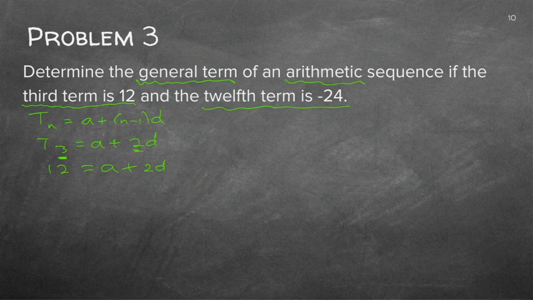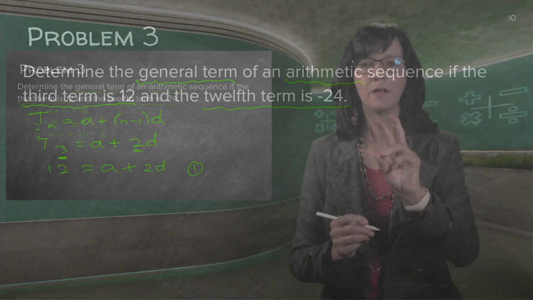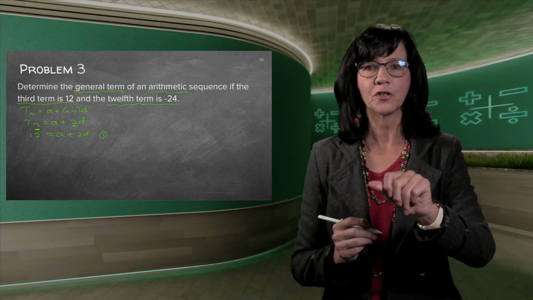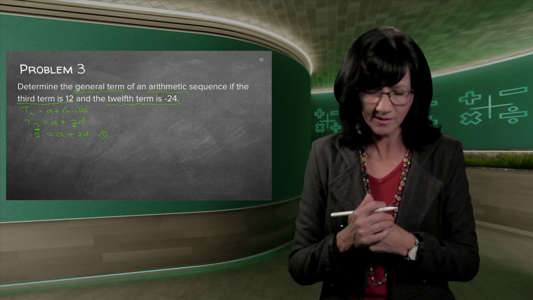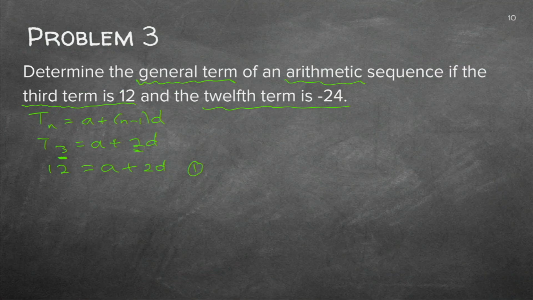Now I still have a problem. I've got an a and a d. You can't solve two unknowns in one equation. So I know I'm going to number this 1, because remember, if ever there's two unknowns in an equation, you need two equations. Then you can solve those two unknowns. So let's see what else they gave us. They also said the 12th term, so let's write it here, the 12th term is -24.